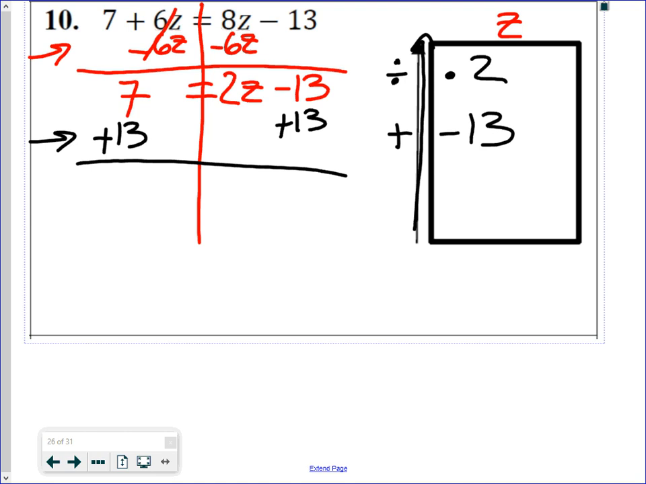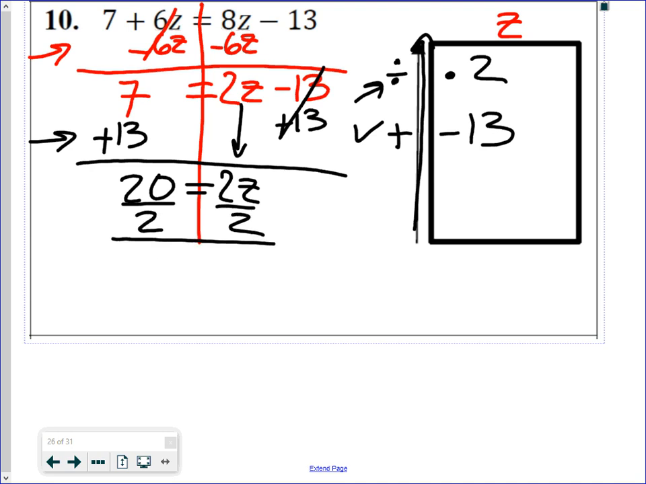So 7 plus 13, that's 20. The 2z comes down. And negative 13 plus 13, that goes to 0. We are now left with our last step. We got this one done and need to finish this one. So we're going to divide by 2. Divide by 2, divide by 2. And I get that 10 is equal to z.